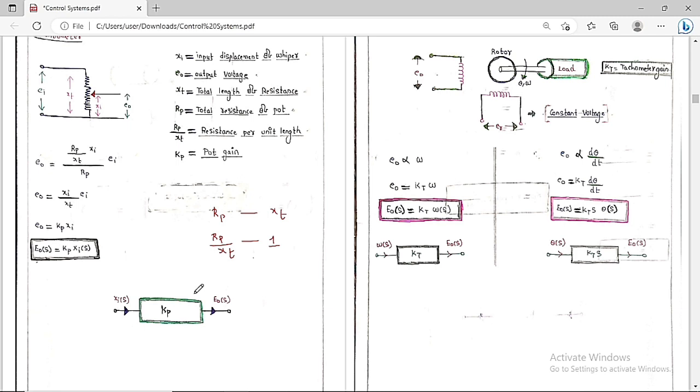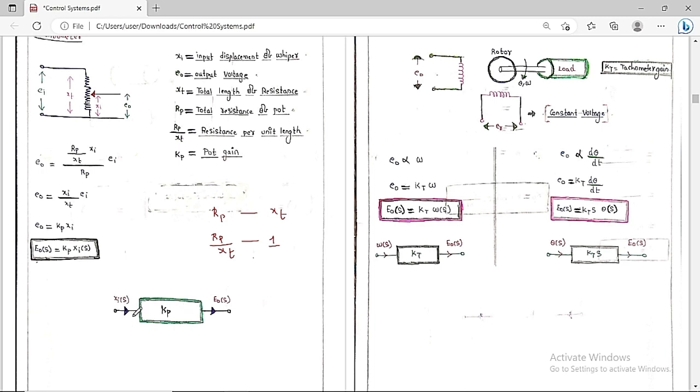So E naught of S is equal to Kp into Xi of S. E naught is the output voltage and Kp is the pot gain. Kp is nothing but the ratio of Ei by Xt.